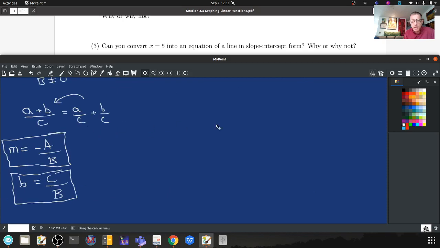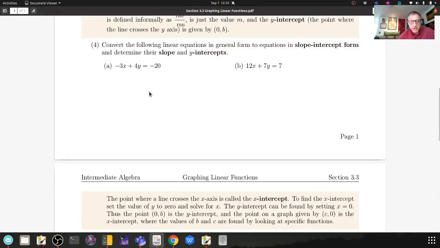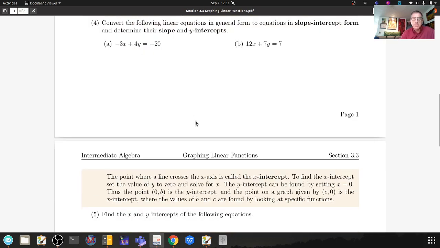So just an awful lot of stuff. I'm literally taking my time on this one because I want you to get the concepts down, and really it's the concepts that play an important role. And I just sent out a PDF of a list of concepts and definitions that are really important for this chapter. So it says convert the following linear equations in general form to equations in slope-intercept form and determine the slope and the y-intercepts.